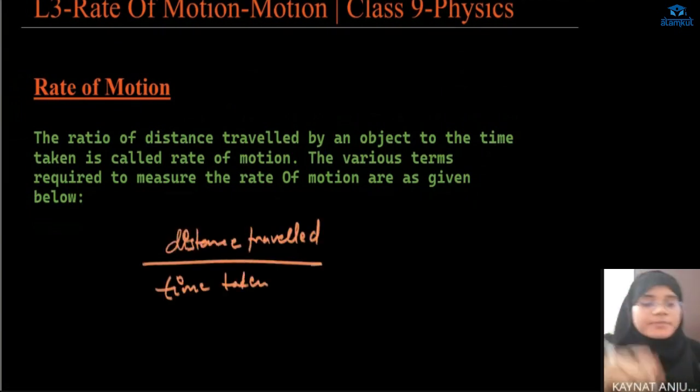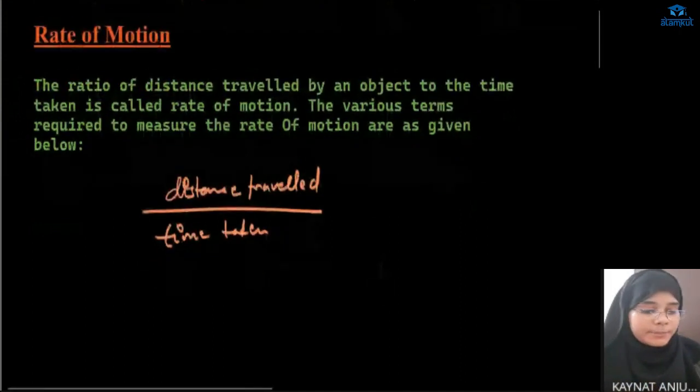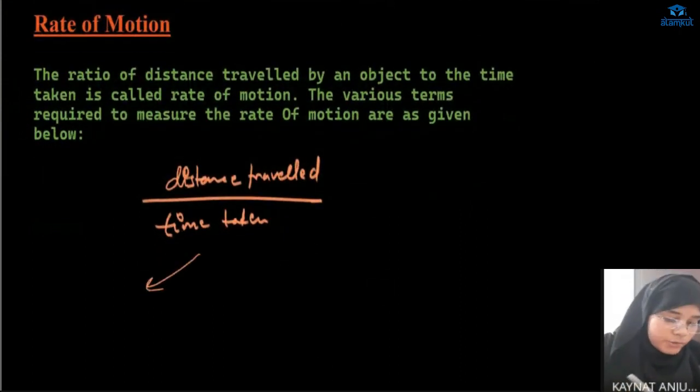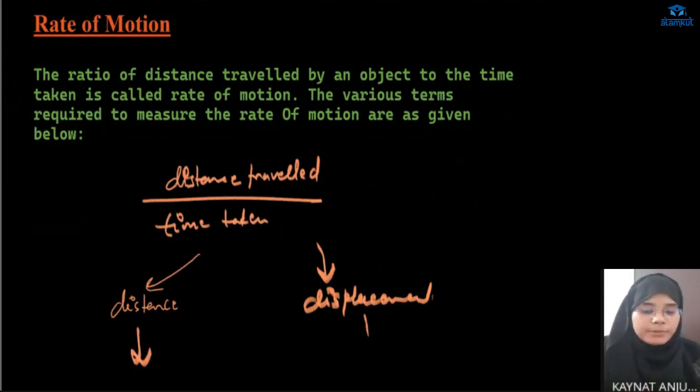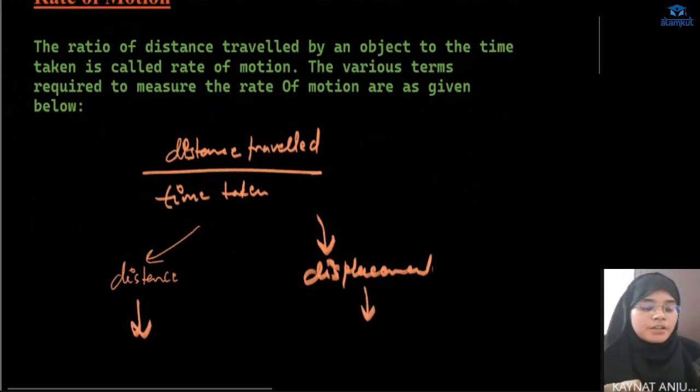Now in this, there can be two things. What can these be? Either we are talking about only distance for the numerator or we are talking about displacement. Both are the distance, right? One is distance and one is displacement. Whether we are talking about distance or displacement, if we talk about distance, then the term will get changed, and if we talk about displacement, the term will get changed.